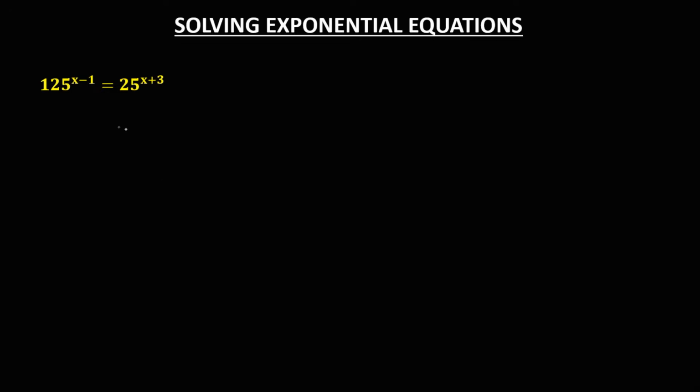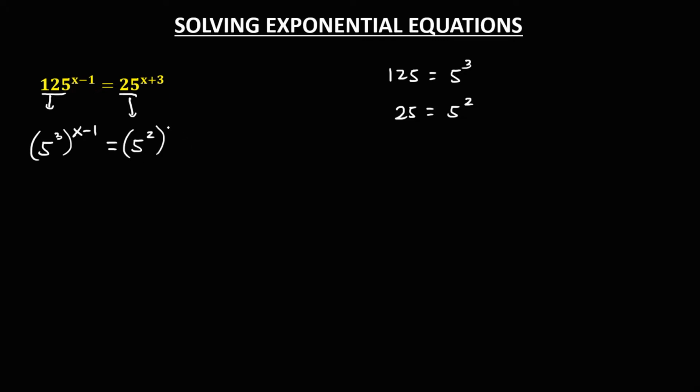Then for this given, so again, we need to rewrite these numbers with the same base. Since this 125 is equal to 5 to the power 3, and this 25 is equal to 5 to the power 2, so therefore this becomes 5 to the power 3 then to the power x minus 1. Then equals for this 25, that's 5 to the power 2, then times x plus 3.